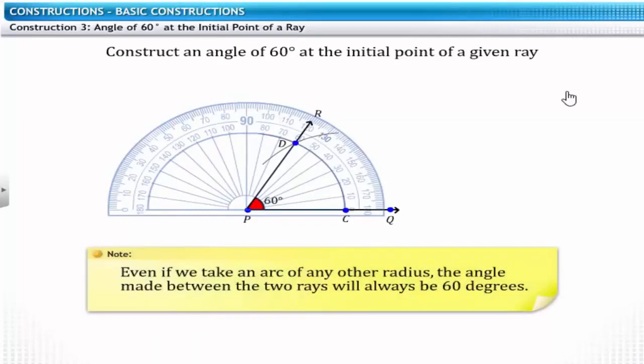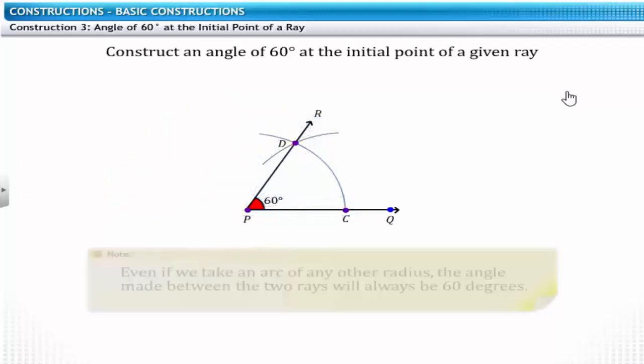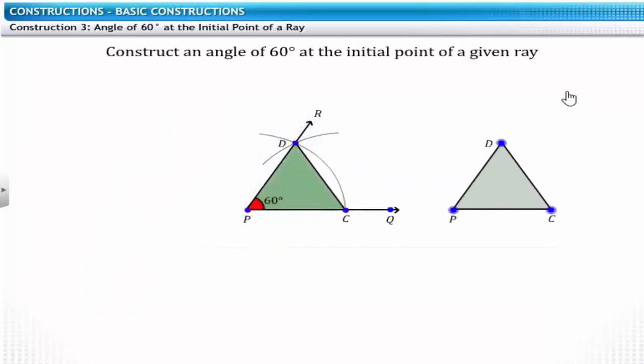Please note, even if we take an arc of any other radius, the angle made between the two rays will always be 60 degrees. From the triangle, you can observe that PC is equal to CD is equal to PD. Thus, triangle PCD is an equilateral triangle. Therefore, the constructed line PR makes an angle of 60 degrees with line PQ.